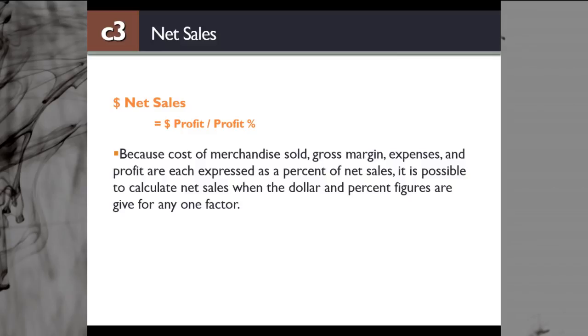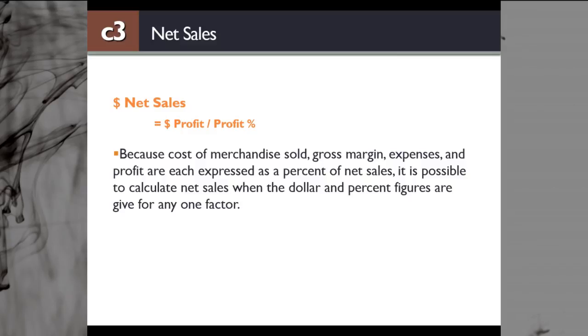So that means that this is one of the examples. I said dollar profit and percent profit, but if you know dollar cost of merchandise sold and percent of cost of merchandise sold, you can get this dollar net sale because you know the net sale percentage. Because what is the net sales percentage? You remember that? Always 100%.